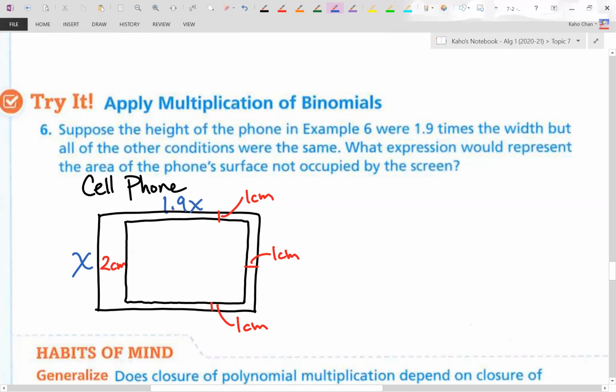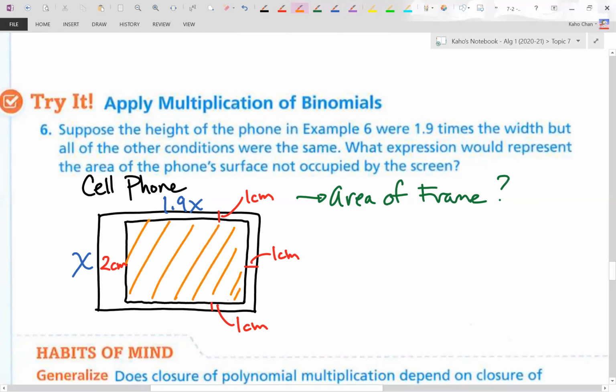Question: what expression would represent the area of the phone's surface not occupied by the screen? So we just want the outside area, basically the area of the frame. That's the strategy. Area of the frame, not the screen. The screen's on the inside right here, right? Y'all see that? So basically, this is like a donut. We got to find the area of the frame. The frame, I'll go ahead and color in green right here for you guys.